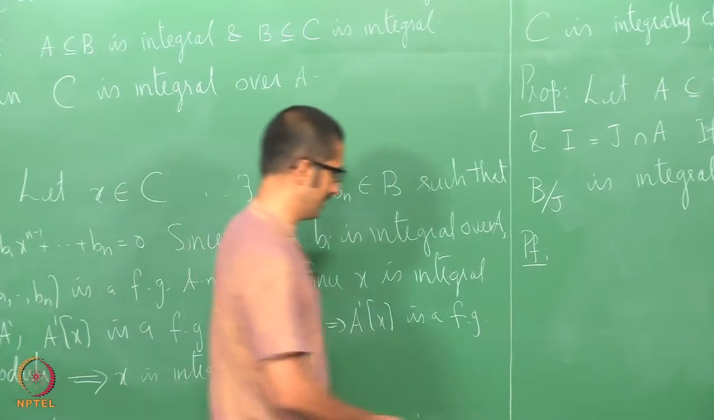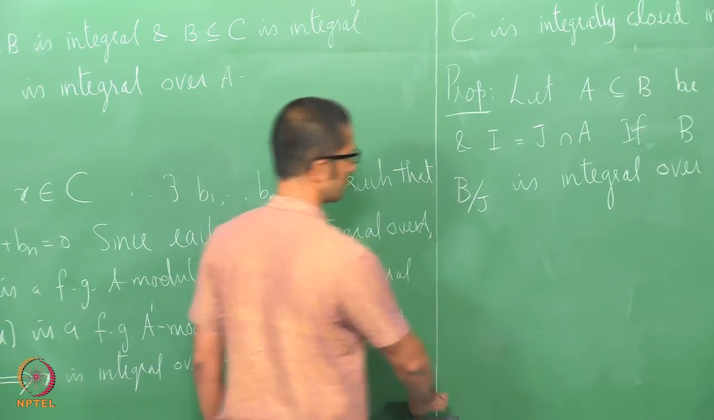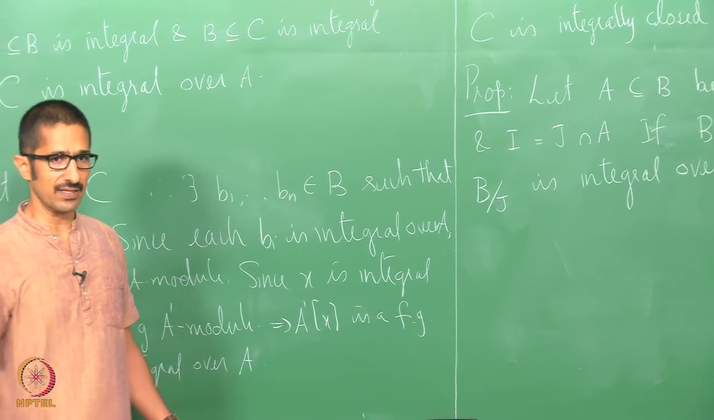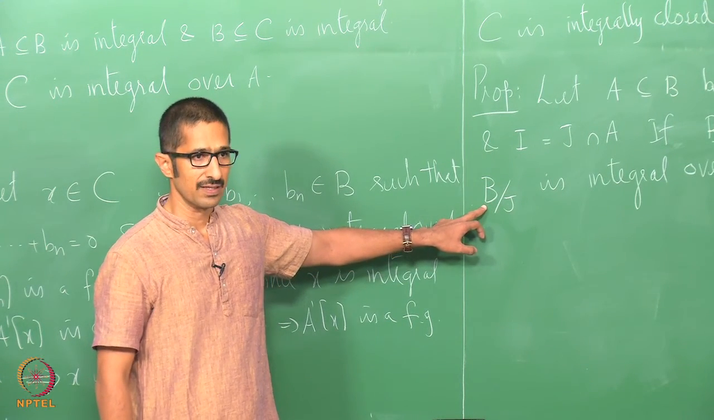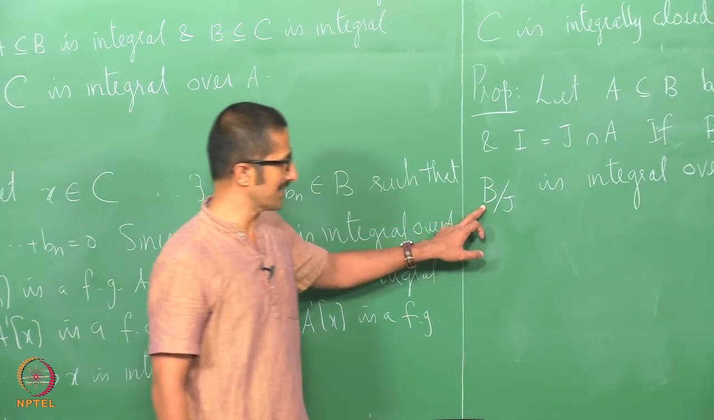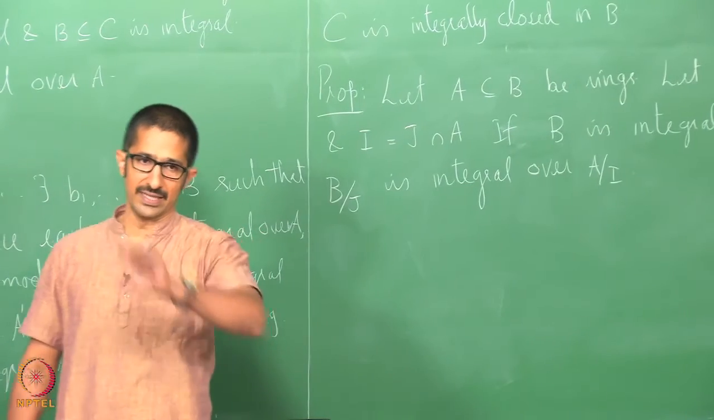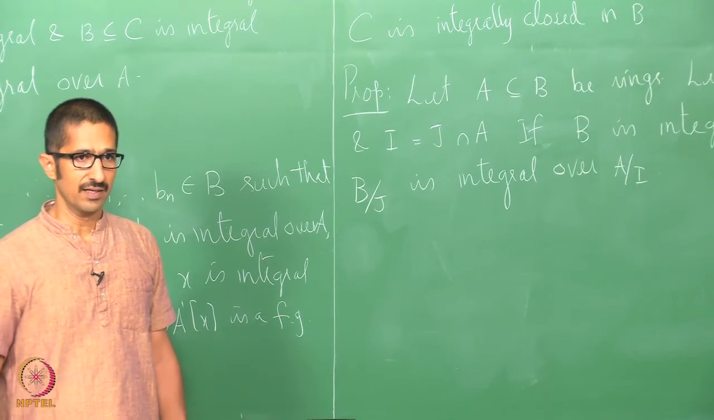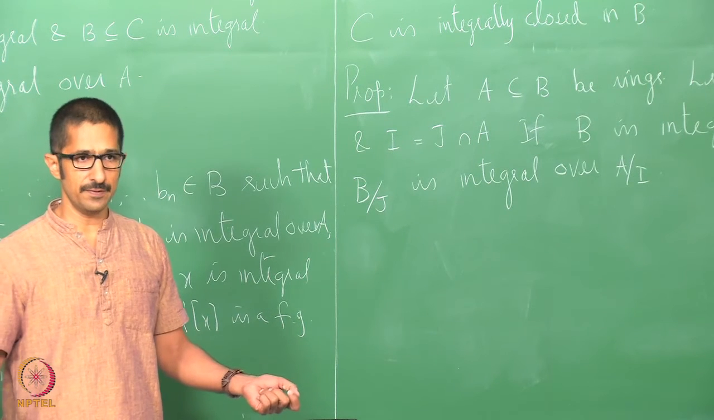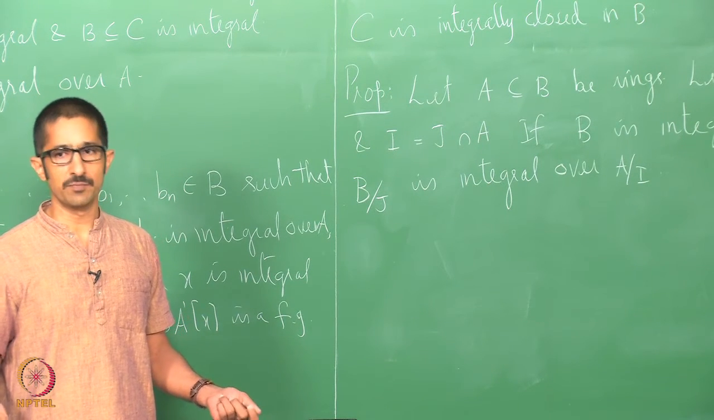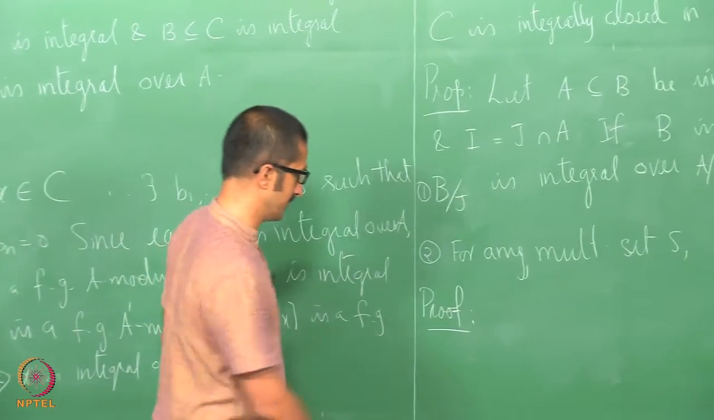I mean, straightforward, right? Do I need to prove that? If I take an element x plus J in B mod J, then x is integral over A. So, I have an equation with coefficients coming from A. Now, we just have to take that equation modulo I. So, let us complete this.